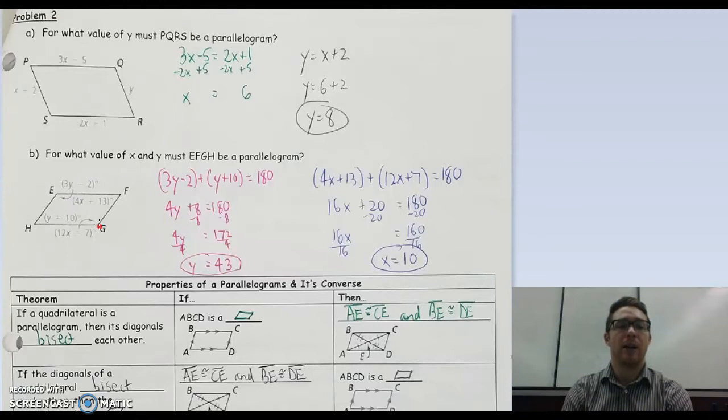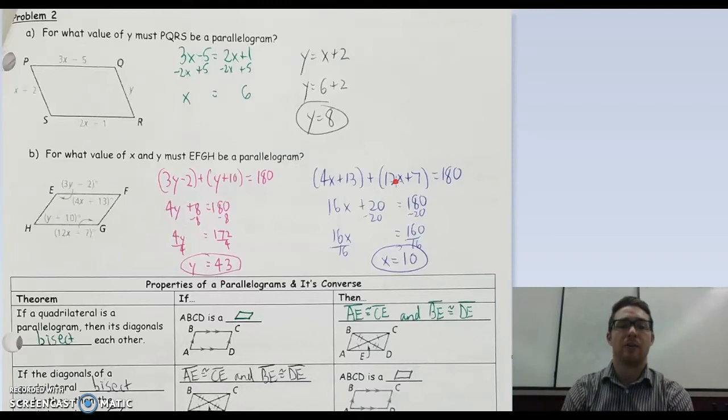You could use opposite angles, so you could set up a system of equations to solve this, but I think the easier equation to use, rather than using the opposite angles, is use the consecutive angles. If I know that angles E and H are consecutive, that means that 3y minus 2 plus y plus 10 should add up to 180 because those consecutive angles are supplementary. So all we got to do is combine like terms, subtract, and divide to solve for y, get our answer for y.